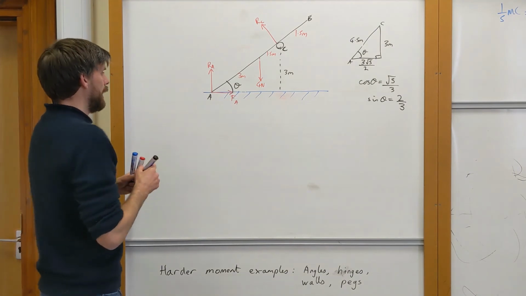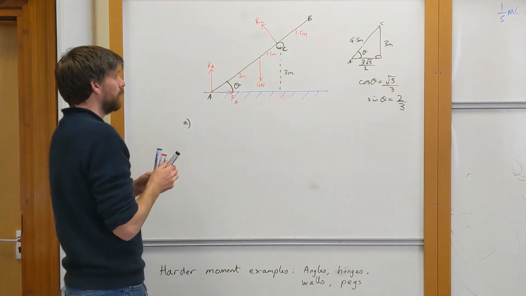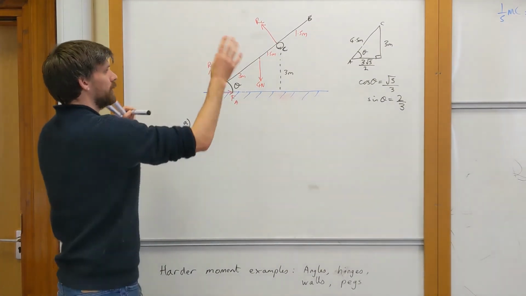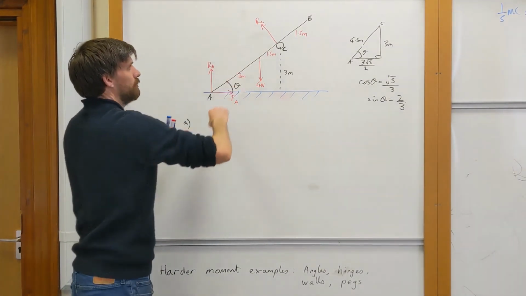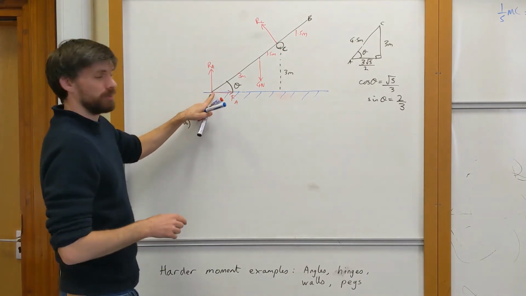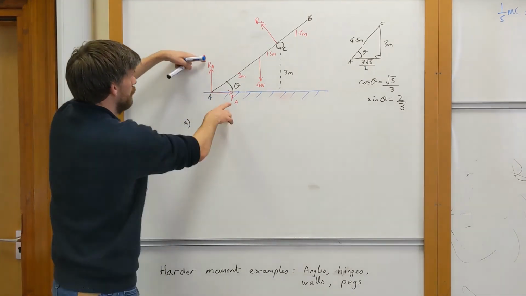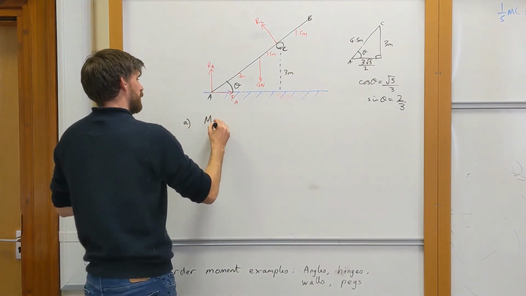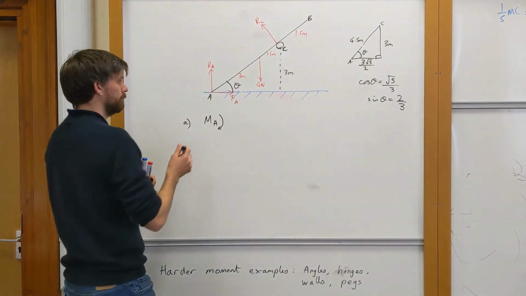So, part A asks us to find this reaction at C. Well, if we look at the diagram here, we've got some unknowns here, unknowns there. Obviously, the bit we want, the easiest way is if you take moments around A, these two forces will disappear because they have no moment. So moment around A going that way.